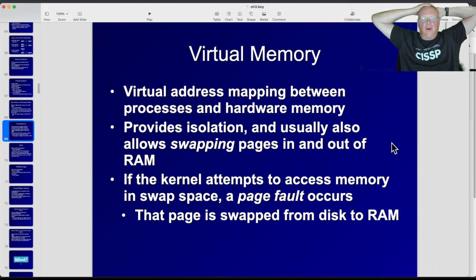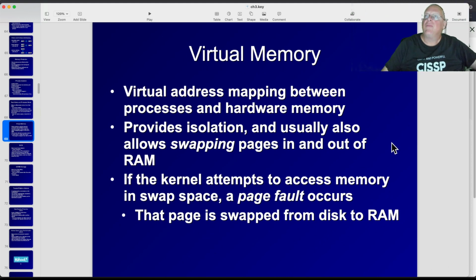So virtual memory is the virtual address mapping between processes and memory. So this provides isolation, so each process, for example, all Windows processes, they all think they're loaded at 400,000 in hex. They're really wherever they need to be, but they think they're at 400,000. They work with a virtual address.